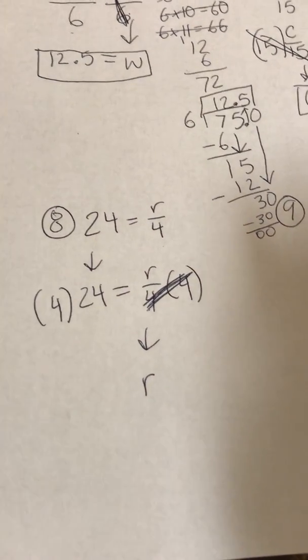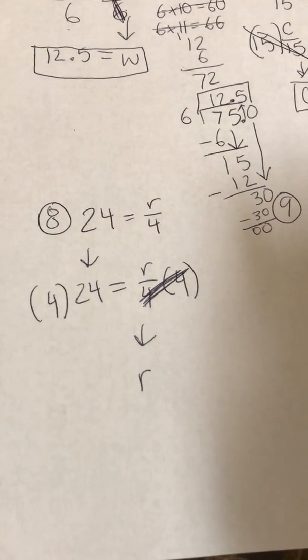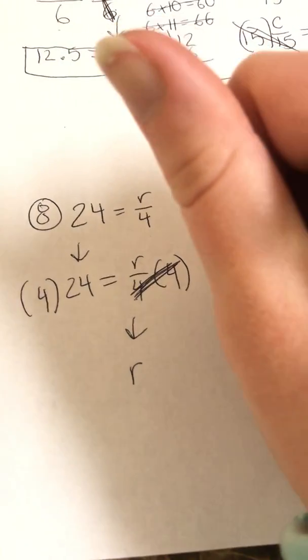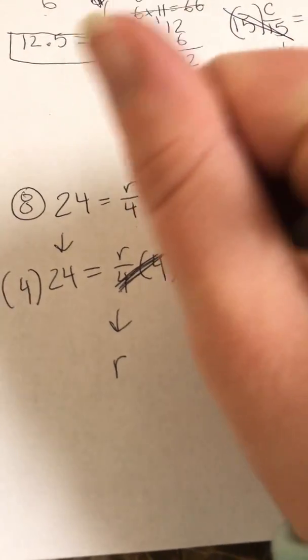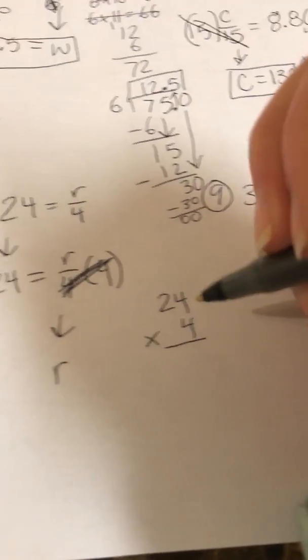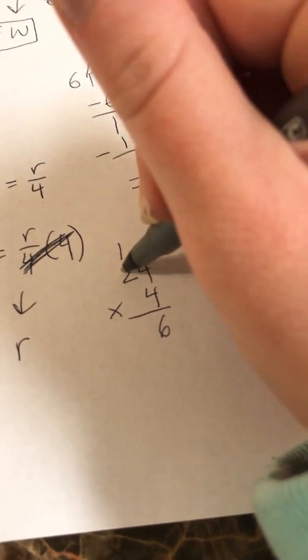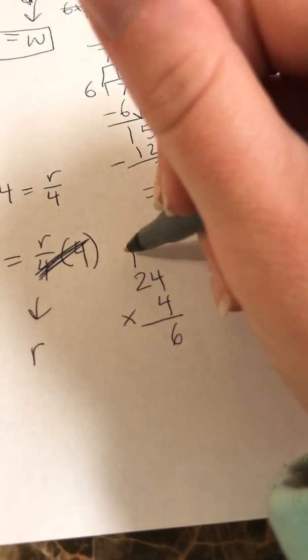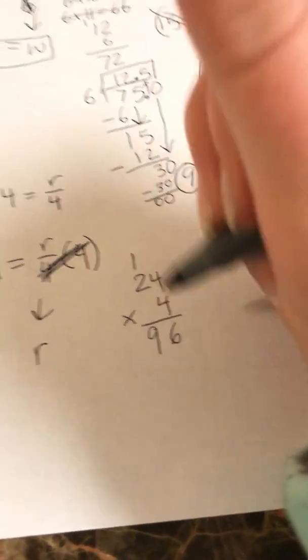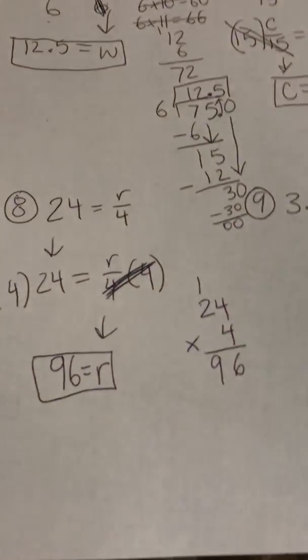4 times 24. So for this one, guys, I don't expect you to know the answer off the top of your head. You can write it to the side of your paper, okay? 4 times 4 is 16. 4 times 2 is 8, plus 1 is 9. 96. So 96 equals r is your answer.